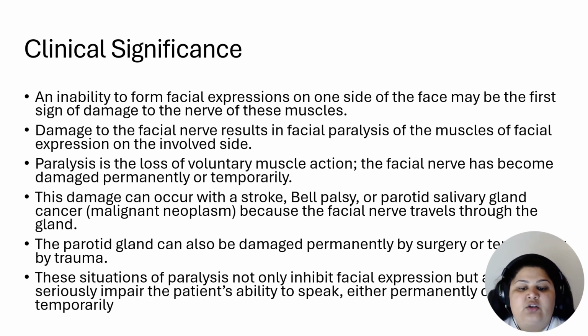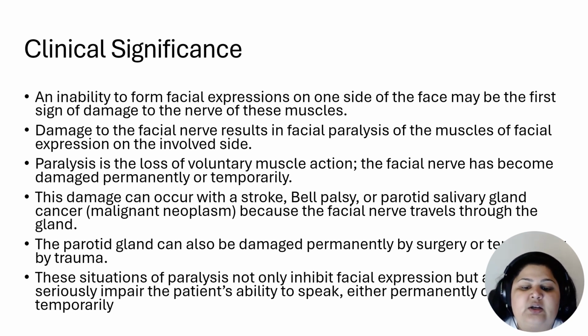Paralysis is the loss of voluntary muscle action. The facial nerve has become damaged permanently or temporarily, right? This damage can occur with a stroke, Bell palsy, or a parotid salivary gland cancer, a malignant neoplasm, because the facial nerve travels through the gland. So if you have a tumor in the parotid gland right here and you have paralysis, that's what will happen, and you'll have saliva dripping.